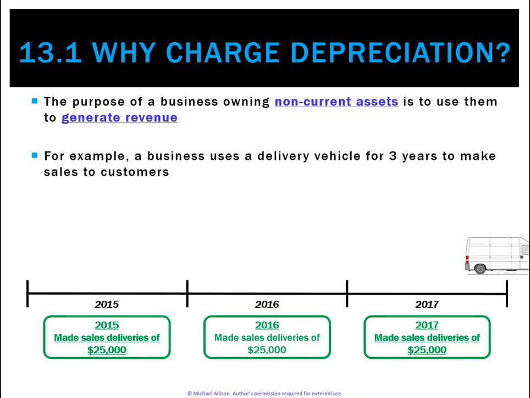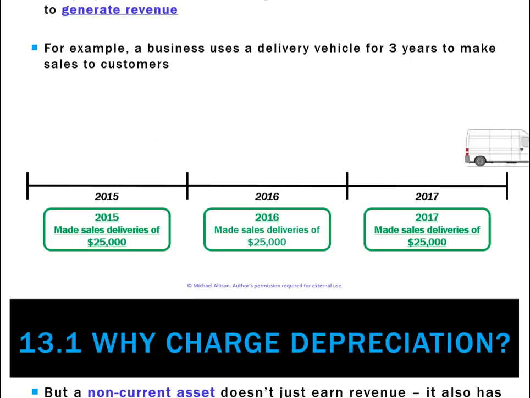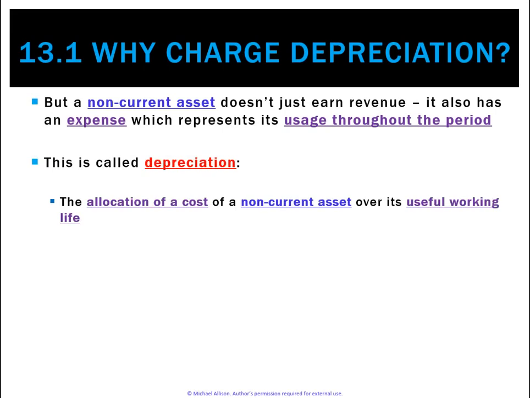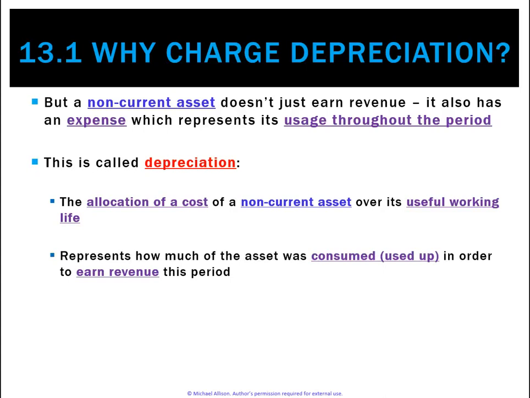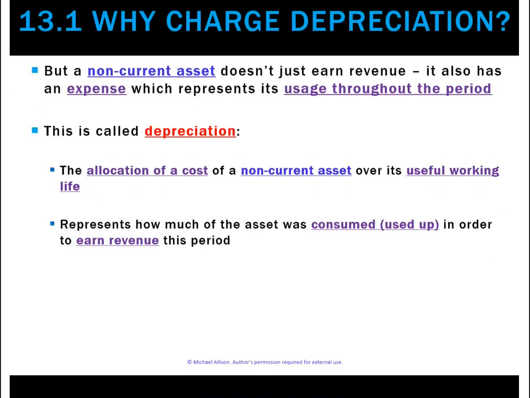So what we need to do is figure out the expense of using the van, and we're going to call that depreciation. It's going to be the allocation of a cost of a non-current asset over its useful working life, and each period it represents how much of the asset was consumed or used up to earn revenue. So how many economic benefits did we use up to earn the revenue?